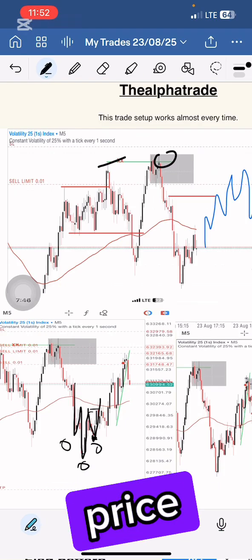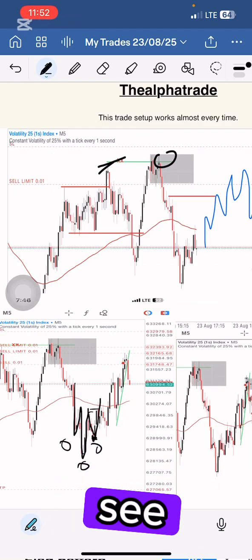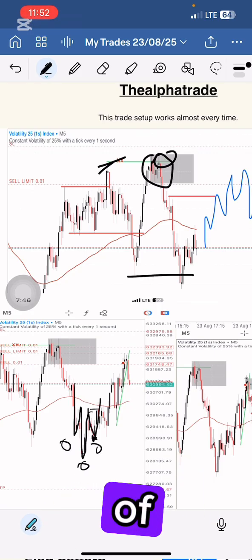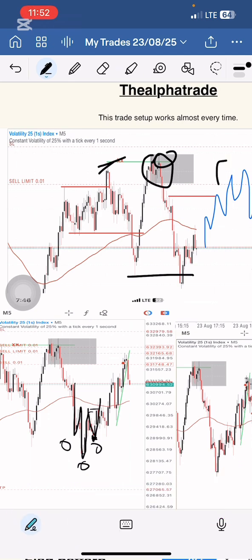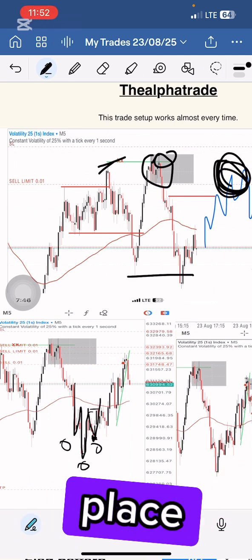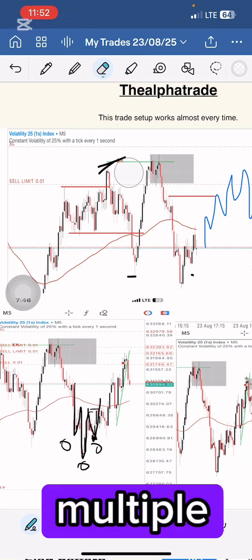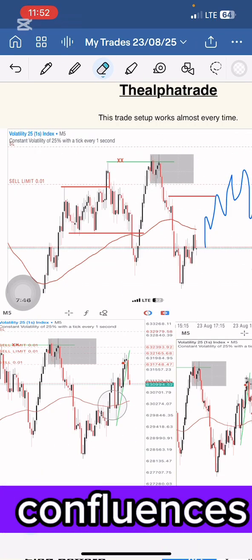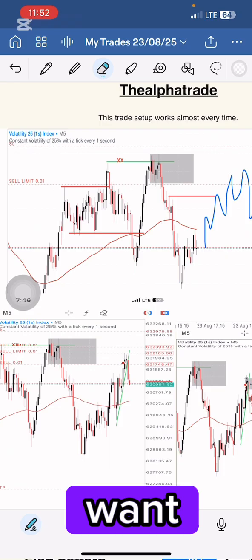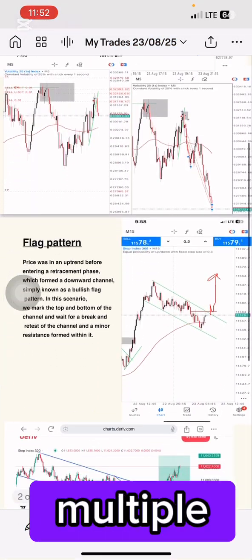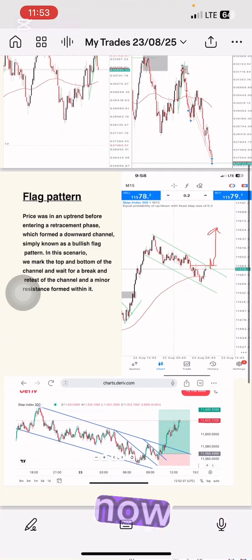See, after price swept this high, what do we see? You saw a double top, and then price gave a break of this low, which is a change of character, went back, and retested this place. So that gave us multiple confluences, and that is what we want to see before we trade any pattern. I want to see multiple confluences. All right, now this is the second one.